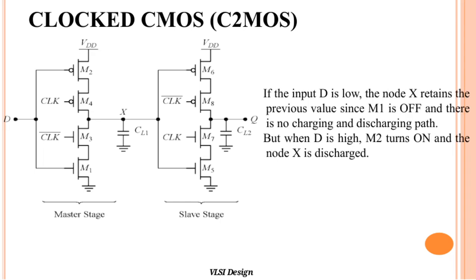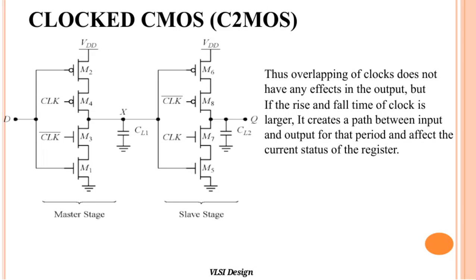Here, we're looking at clocked CMOS or C2MOS, which is a key concept in VLSI design. Basically, if the input D is low, the node X holds its previous value. This happens because M1 is off, so there's no way for the node to charge or discharge. It just stays as it was. But when D goes high, M2 switches on, creating a path for node X to discharge. This selective charging and discharging, controlled by the clock and input, is fundamental in managing state and timing in CMOS circuits, making C2MOS an essential technique in ultra-large-scale integration design.